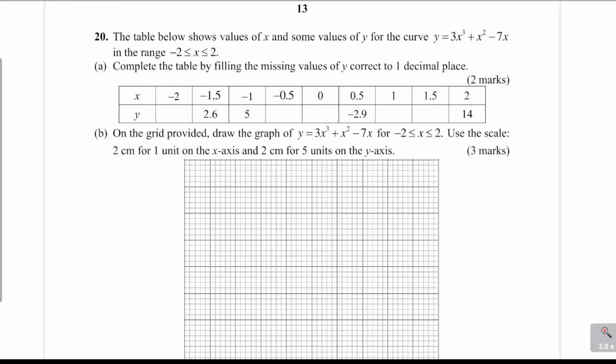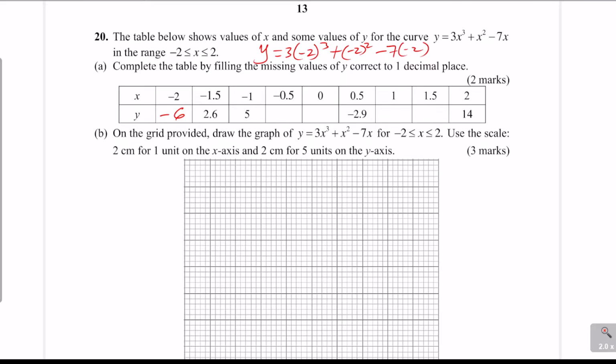For this one, you simply need to take the values of x using your calculator and substitute those values in this function. The first one is x equals -2. So y is equal to 3 times -2 cubed plus -2 squared minus 7 times -2. Feed that in the calculator the way it is, and you get -6 for that.